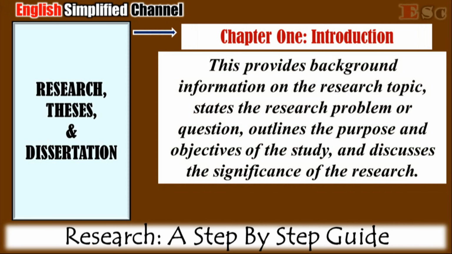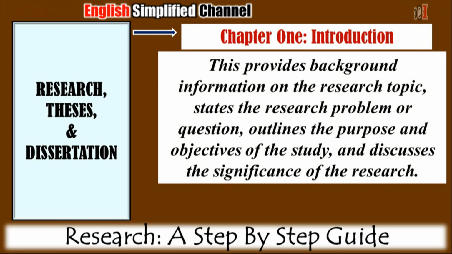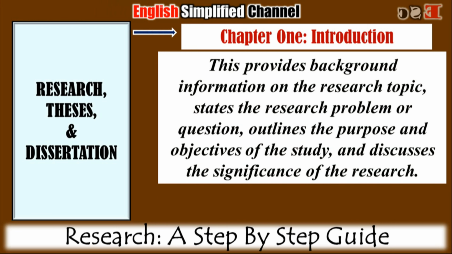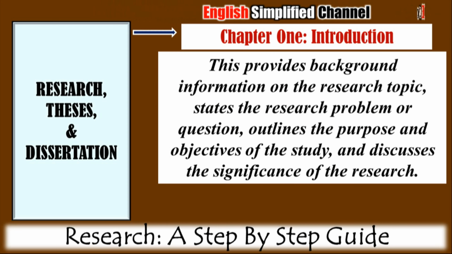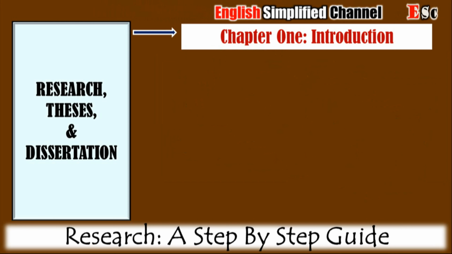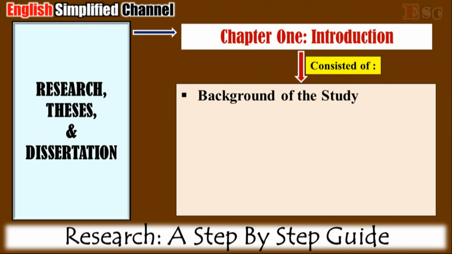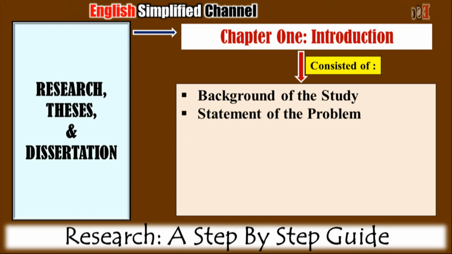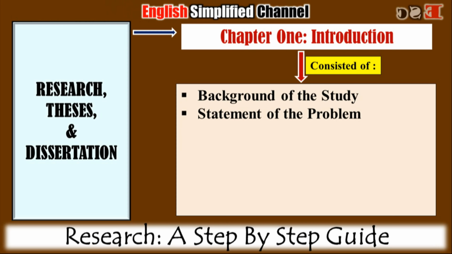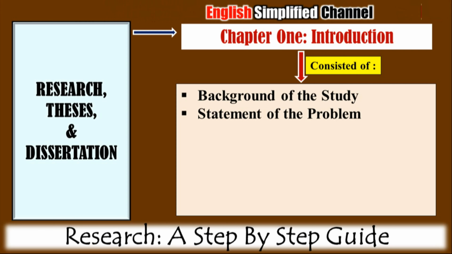Chapter 1. Introduction. This provides background information on the research topic, states the research problem or question, outlines the purpose and objectives of the study, and discusses the significance of the research. The background of the study. This provides context for the research topic, explaining its relevance and importance. The statement of the problem. Here, you clearly articulate the research problem or question that the study aims to address.